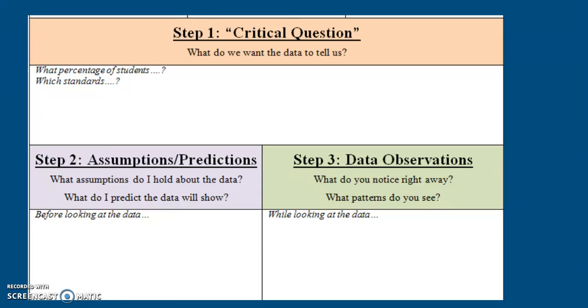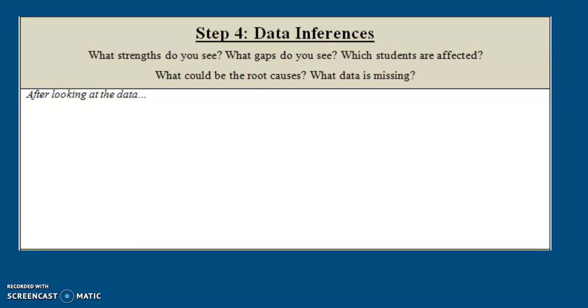Step 3 is where you start to actually look at the data and just do your initial observations. What do you notice right away, and what patterns do you see? Step 4 is where you start making inferences about the data. What strengths do you see? What gaps do you see? Which students are affected? What could be the root causes? What data is missing?